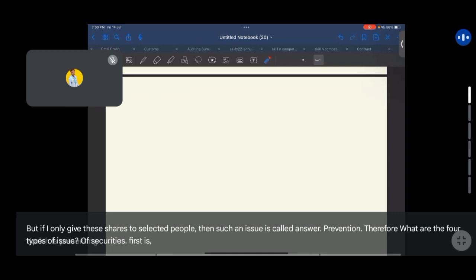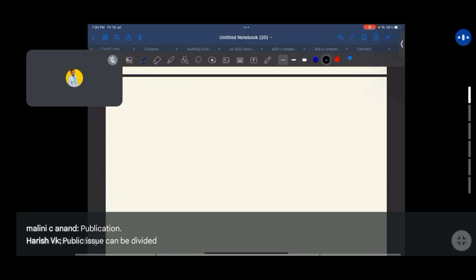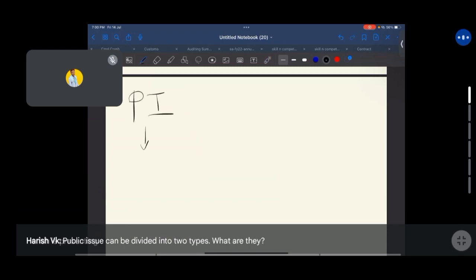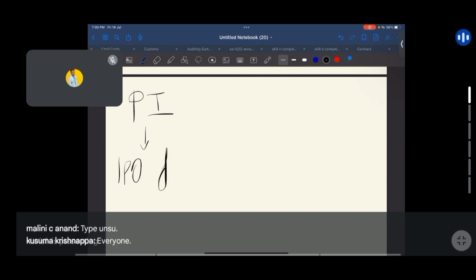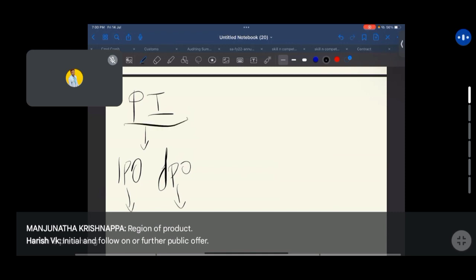Therefore, what are the four types of issue of securities? First is public issue. Public issue can be divided into two types. What are they? IPO and FPO. What is the full form? Initial public offer and follow-on or further public offer.